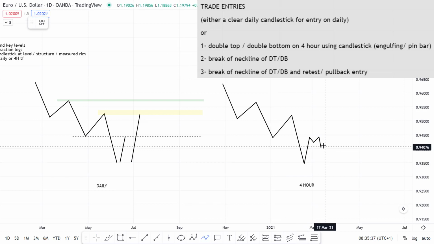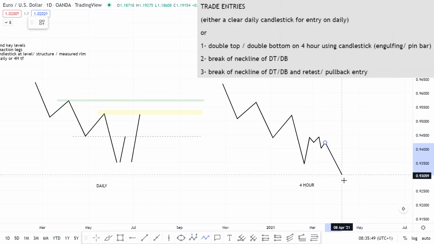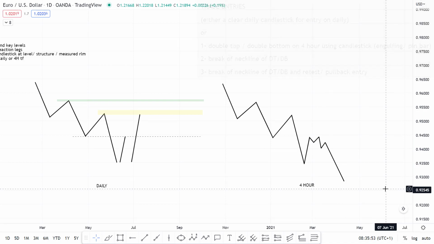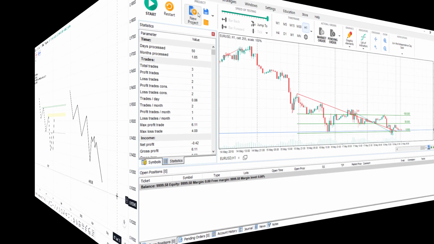And another option would be after the break below the neckline here, for price action to make a little pullback, maybe retest the neckline there. That would be an entry point, maybe a limit order, hopefully before price would then drop lower. So that's what we're going to be looking for. Let's move on to Forex Tester 5 and let's get going.